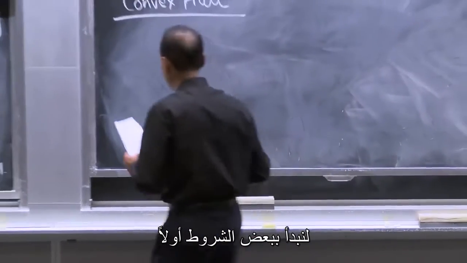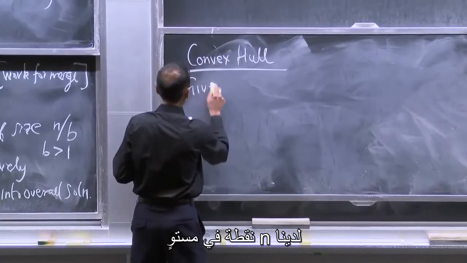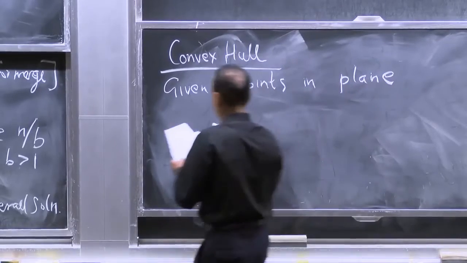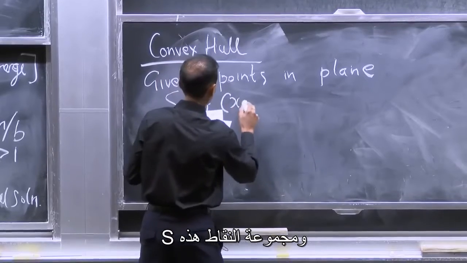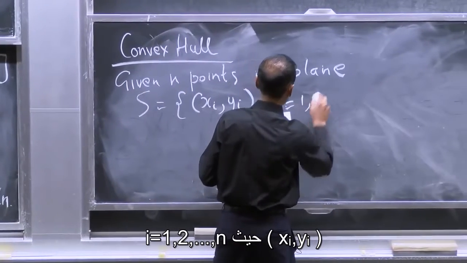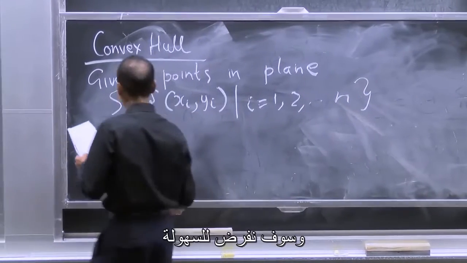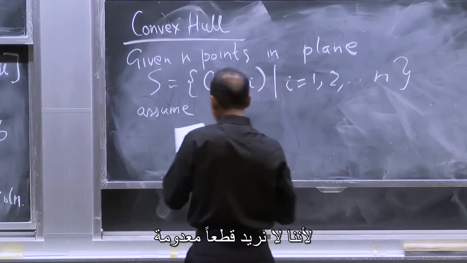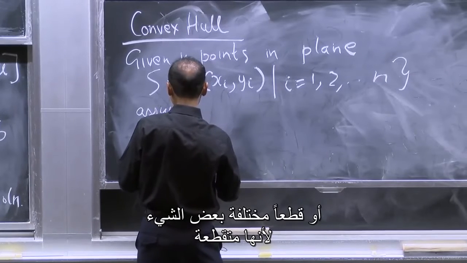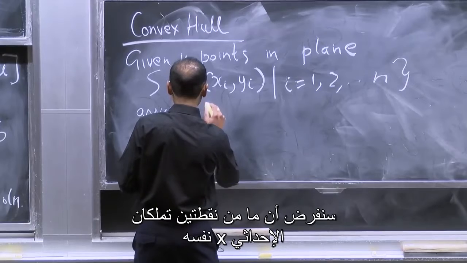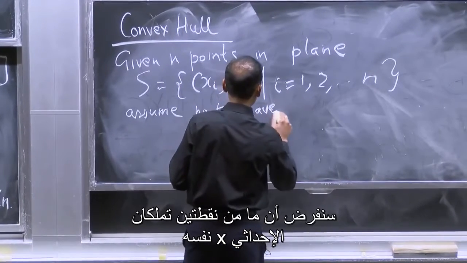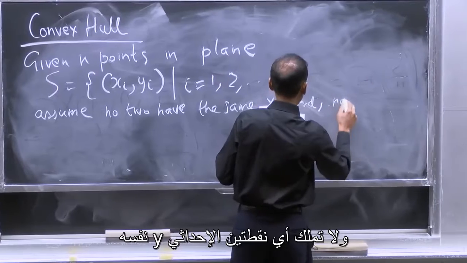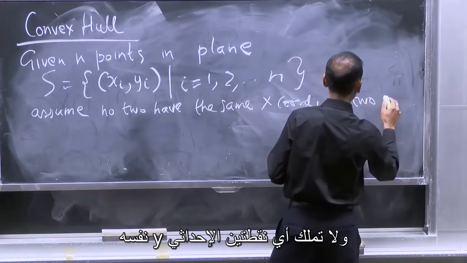So let me just spec this out a bit. We're given n points in a plane, and that set of points is S, with coordinates (xi, yi), such that i equals 1, 2, to n. And we're just going to assume here, just to make things easy, because we don't want to have segments that are null, or segments that are a little bit different because they're discontinuous, that no two have the same x coordinate. This is just a matter of convenience. And no two have the same y coordinate.